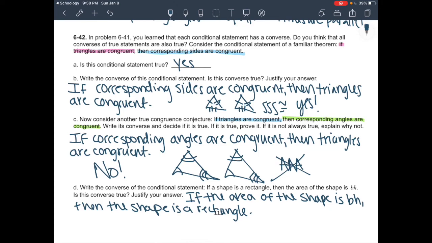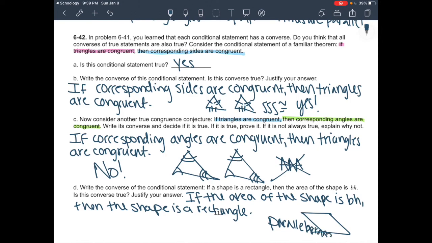So when you're writing sentences, just make sure that they still have a correct sentence structure, and it's not just literally copying and pasting. So then we need to think about, okay, if I have any shape here with an area of b times h, is the only shape going to be a rectangle that has b times h? No. Another shape that you can get is a parallelogram.